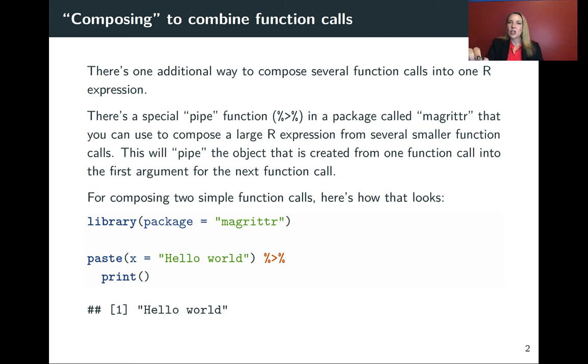This is a special function called the pipe function, and it's from a package called magrittr. So you'll want to make sure you install it if you don't have it already. Here is the spelling right here. And then we'll use this to do this composition. So let's take a look really quickly.